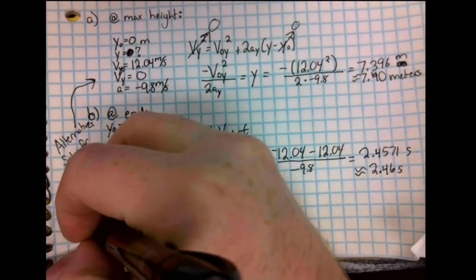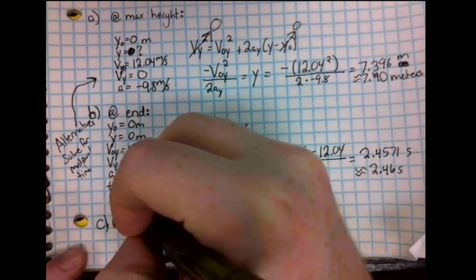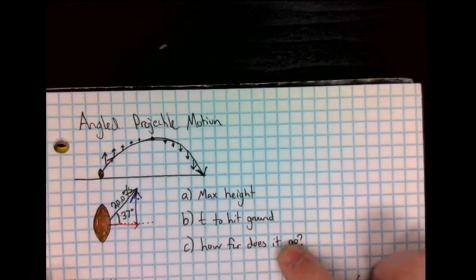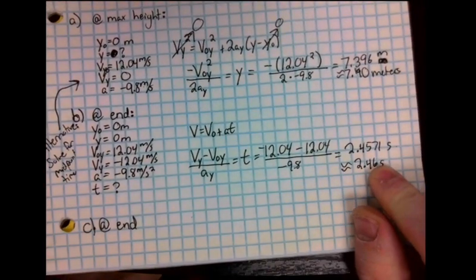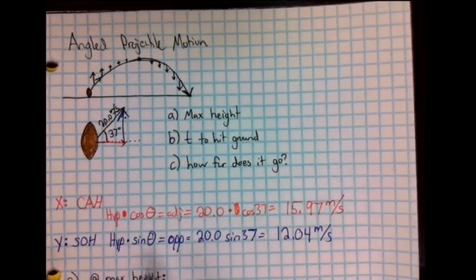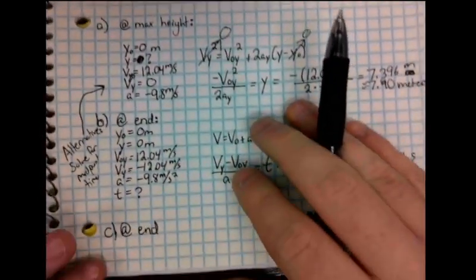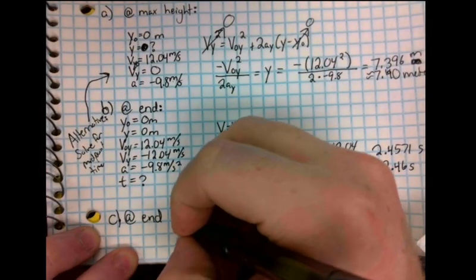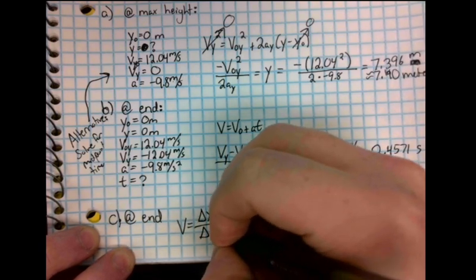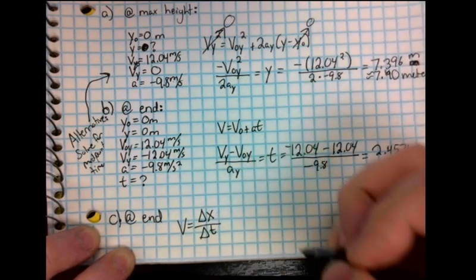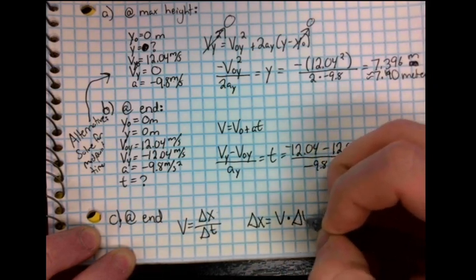And then finally, for C, we want to know at the end, how far does the ball go? How far does it travel? Well, now we have time, and we earlier up here, we resolved our vector into its components. We've got the velocity in the x direction. So now we can just do velocity equals change in distance over time. Rearrange that to get our change in distance equals velocity times change in time.